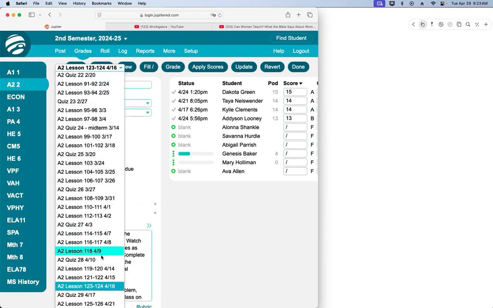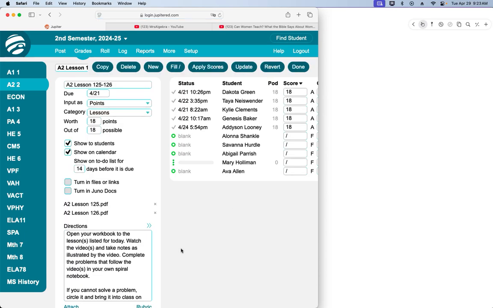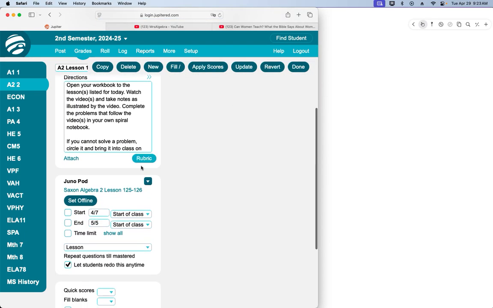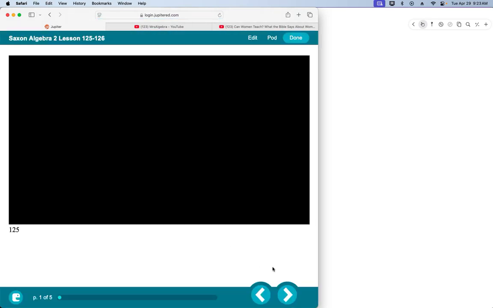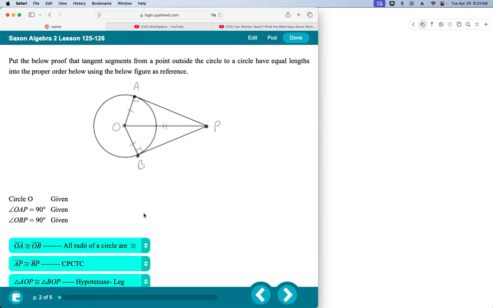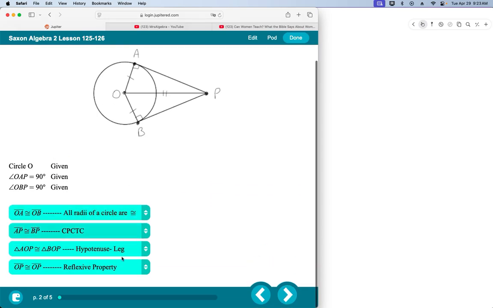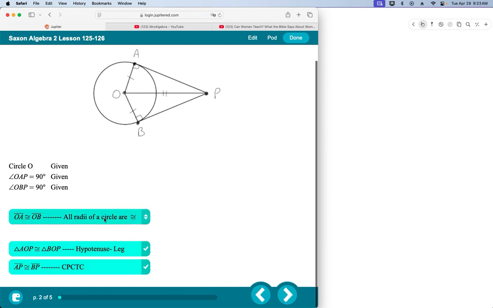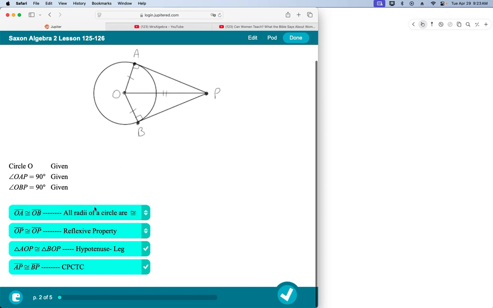The only one that doesn't have that whole thing of being able to see the answer is 125 and 126. And that is because it is about proofs. So 125, you're just going to arrange these in the proper order. And I think this is the proper order for that one. No. All right. He says the radii. A lot of these, I promise you, are like either one of these could be first.